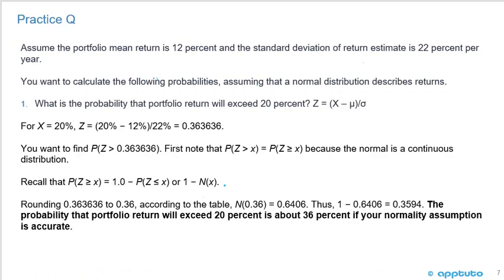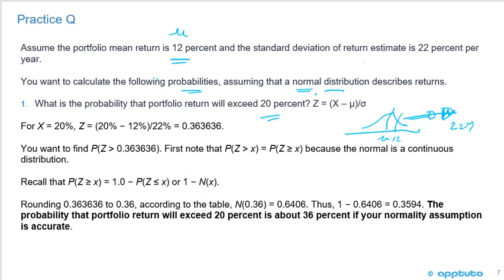Okay, let's work through this little example. You're going to assume that the portfolio mean is 12%, and be careful, that's our Greek symbol mu. And the standard deviation of the return estimate is 22%. You want to calculate the following probabilities, assuming that a normal distribution describes the returns. The first thing we're going to calculate is the probability that the returns will exceed 20%. Remember, our mu is 12% and our standard deviation is 22%. We want to calculate the probability that our return could be above 20%.